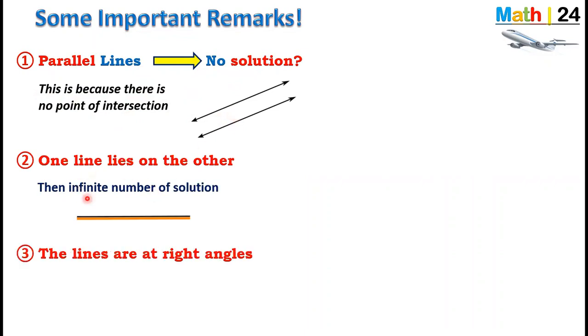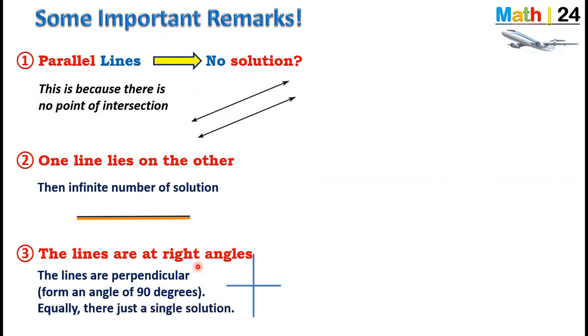So we can say the two lines lie on each other. And then the third one, if the lines are at right angles, that's perpendicular, they form an angle of 90 degrees, then there will be just one solution also. So the general form of the equation of a line is given by ax plus by equals c. This is the general form.